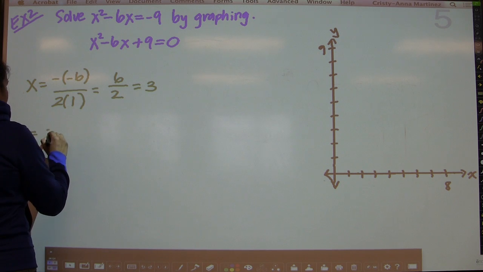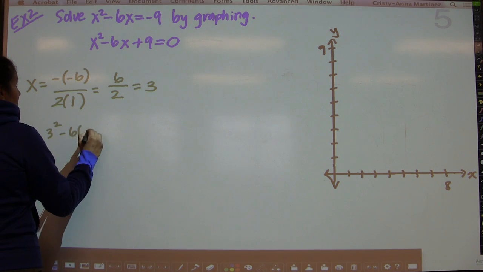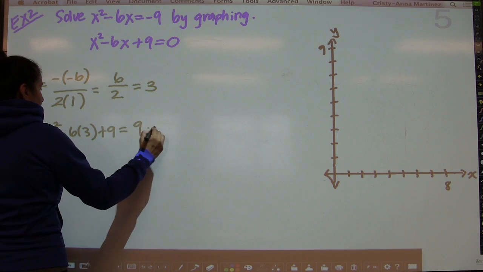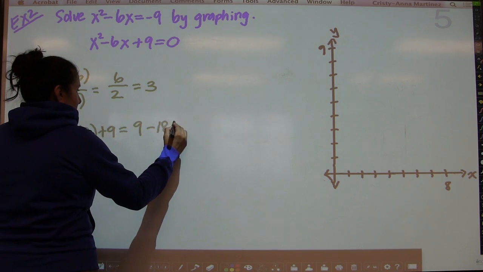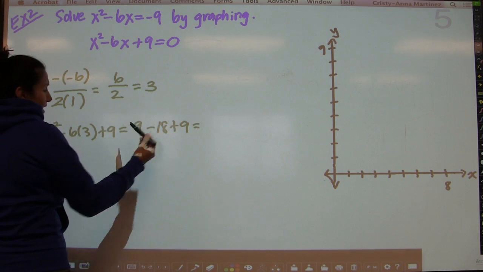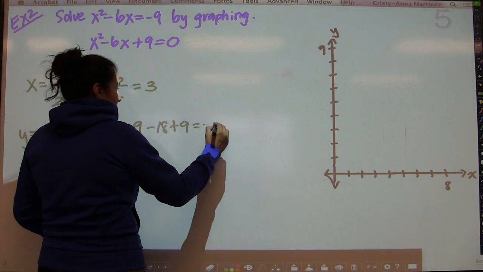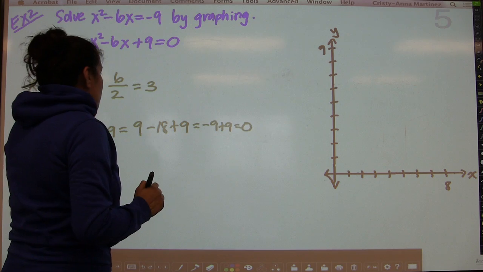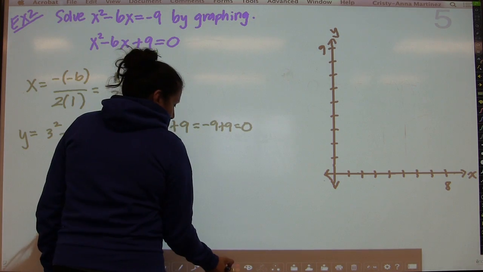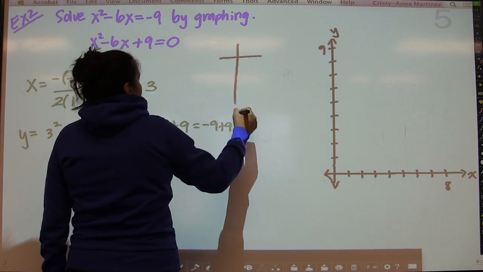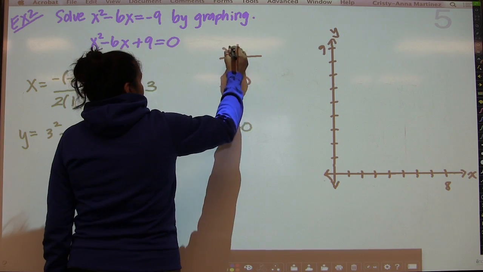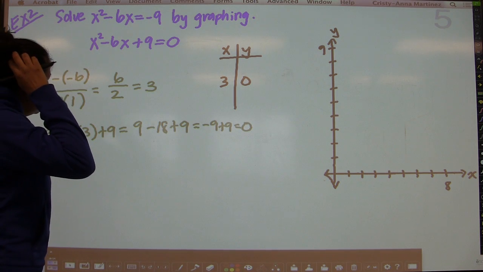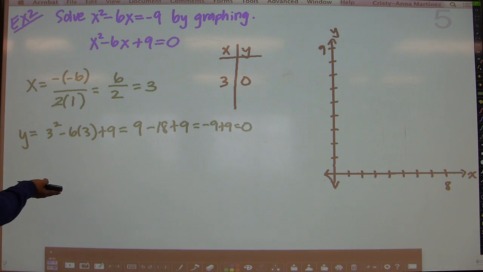And for the y coordinate, we're going to get 3 squared minus 6 times 3 plus 9. So 3 squared is 9. 6 times 3 is 18. So 9 minus 18 is going to give you -9 plus 9, so we get 0. So when x is 3, y is 0, so we're going to have our t-table. X is 3, y is 0. And because the y-coordinate is 0, this is basically the x-intercept.